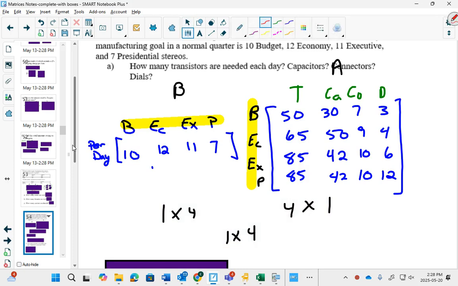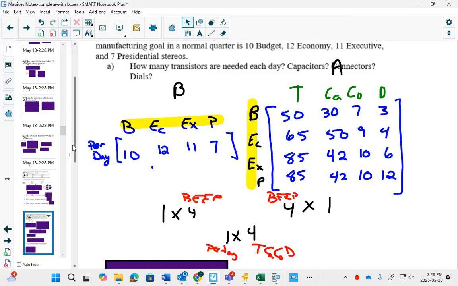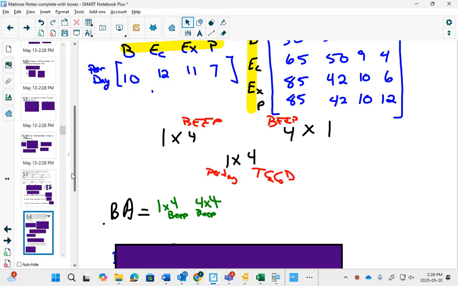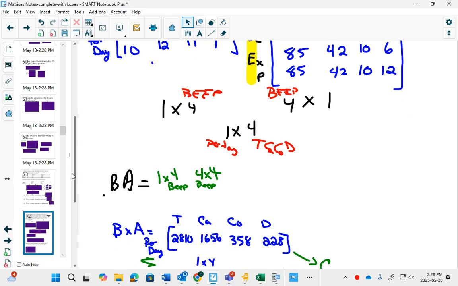So I get a 1 by 4 by a 4 by 4. This 4 was the models, and this 4 is also the models. And then the 1 is per day. And this form was the transistors, capacitors, connectors, diodes. There. Perfect. Again, we put that into our calculator because it finds us our answer of everything that we need.